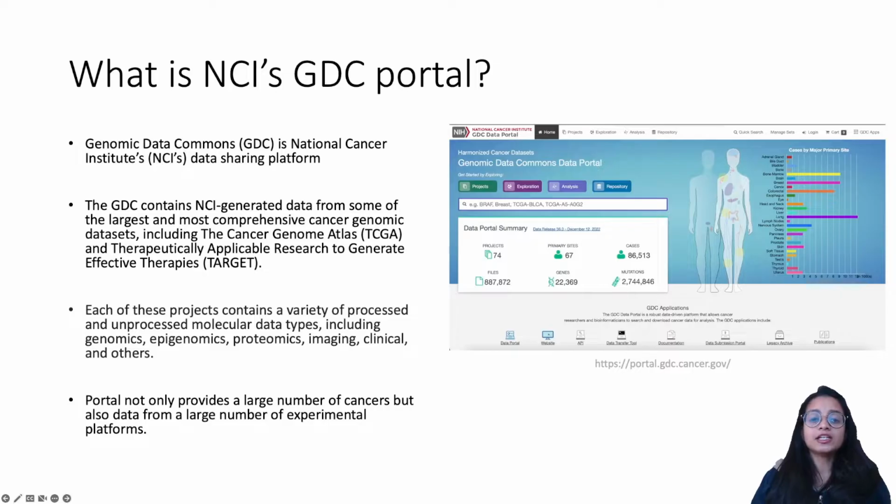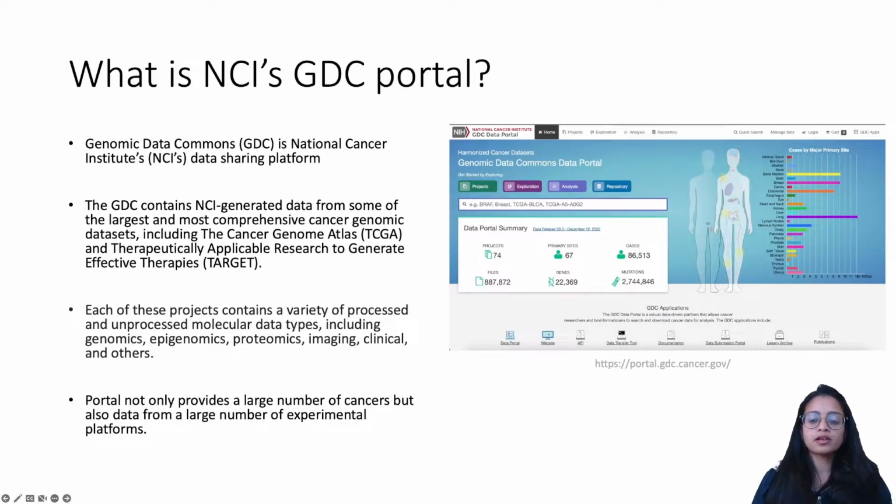There are various kinds of data that researchers can download from this portal, like mutation data, copy number variance, expression quantification, post-transcriptional modification, structural variance, DNA methylation data, as well as protein expression data. And this portal contains not only the processed data but also the unprocessed molecular data types.